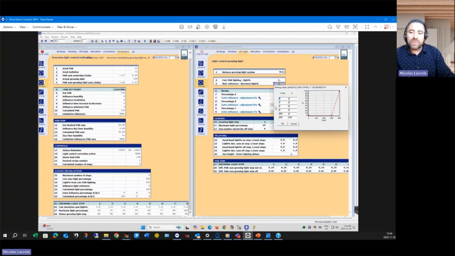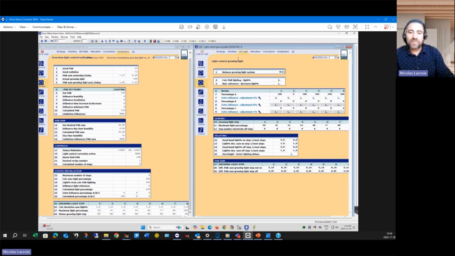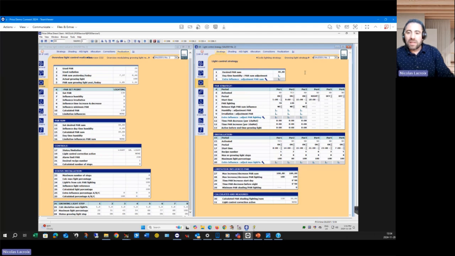For that, I will just remove all the influence, so that will be easier to play with the light percentage. Okay, so now you see in my overview here that all my steps are on. Now I will turn off the lights, so I'm set to 0.